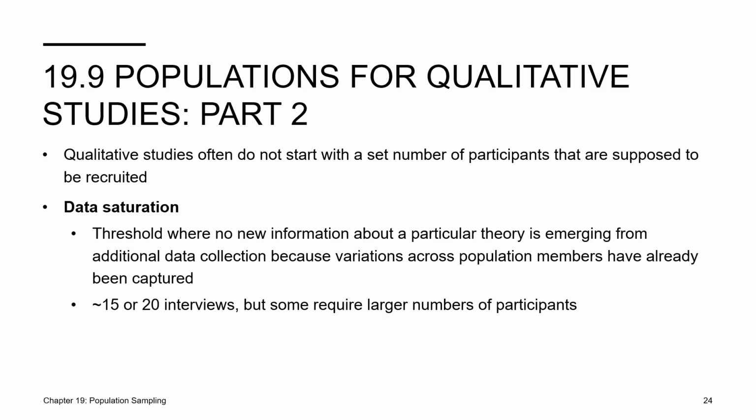In qualitative studies, typically we don't come out with a set number of people that we have to include. What we're really looking for through interviews and focus groups is data saturation. This is a threshold where no new information about a particular theory or the topic that you're asking questions about comes up in the data collection process. So people start to give the same answers from that population that you are collecting data from. And so there's no need to continue because people are basically just saying the same thing. And so it's usually about 15 to 20 interviews, but sometimes it may be smaller and sometimes may be larger.